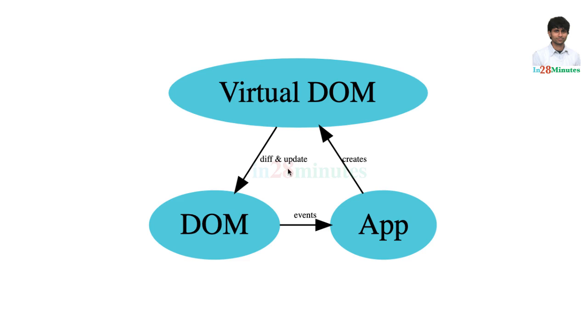We did not really update the value of counter in the state directly. We did not say this.state.counter plus plus. What we did is this.setState and gave it the new value of counter. Why does React make this so complex? To understand that, you need to understand something called DOM.